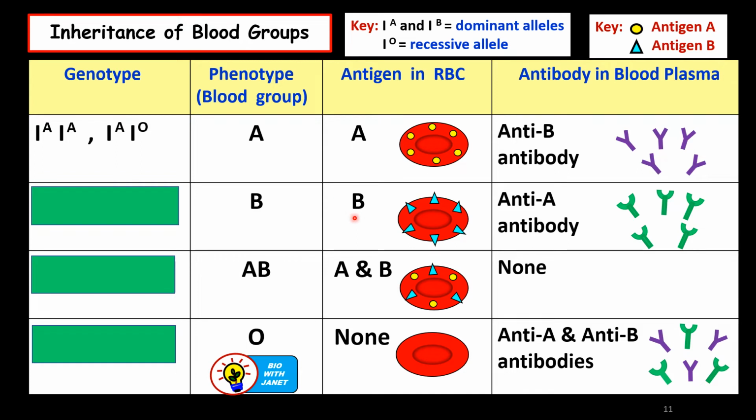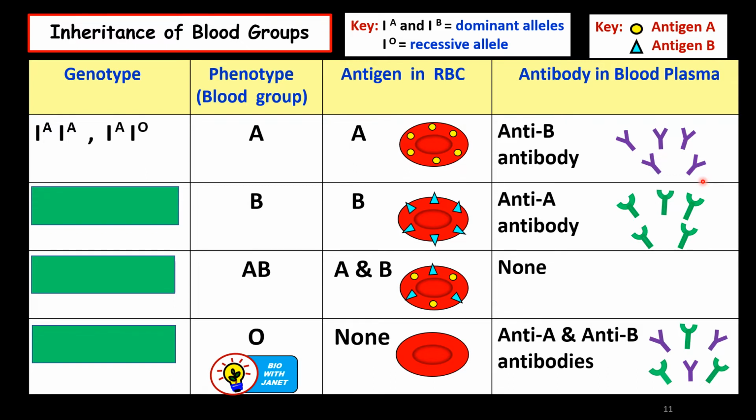Now, pause the video for a while and try to fill up these blanks here for the possible genotypes of a person with blood group B, AB, and O. Okay, just pause the video and think about the possible genotypes. So fill up the column here. All right, now let's look at the answer.